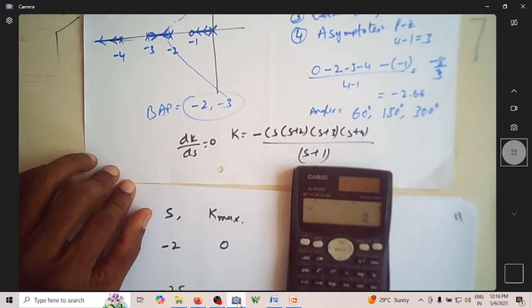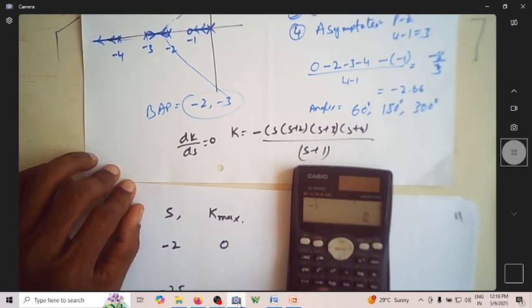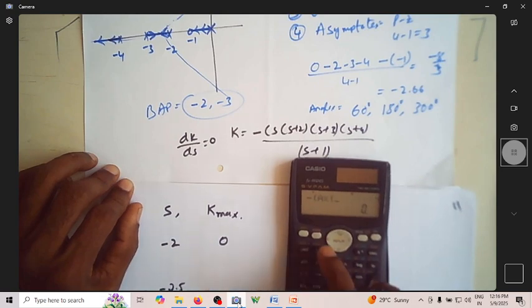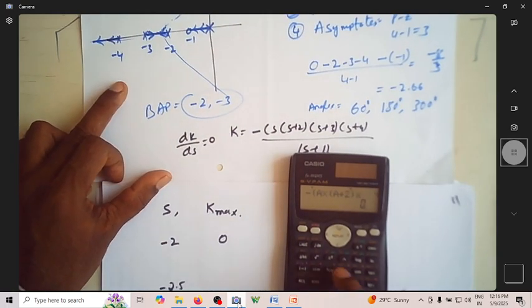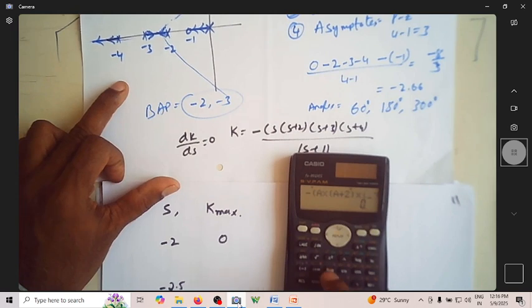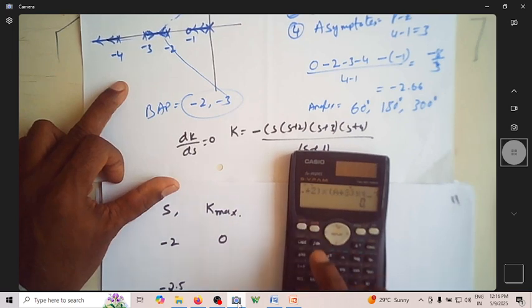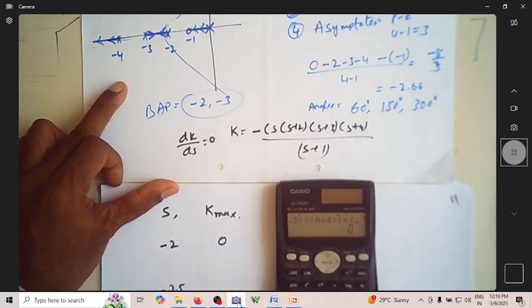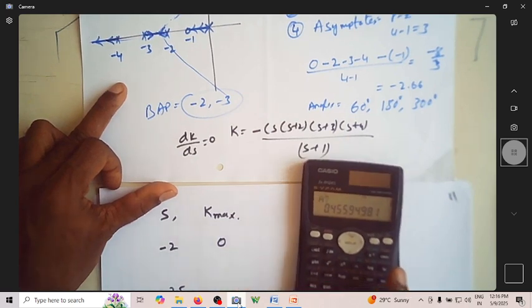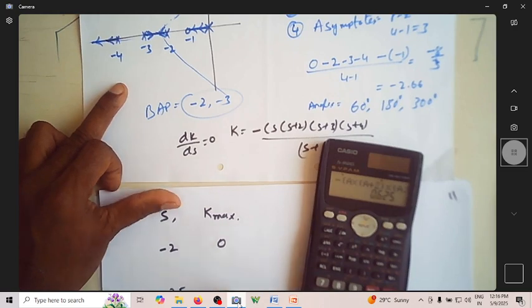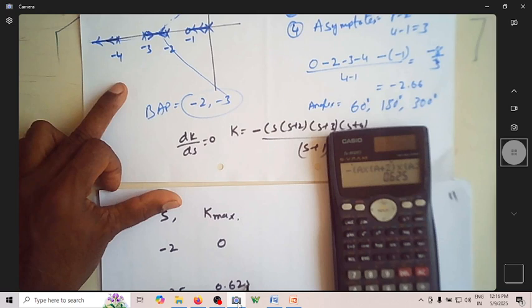So now let me enter this value. It is minus of alpha a into alpha a plus 2 close the parenthesis into open the parenthesis alpha a plus 3 close the parenthesis into alpha a plus 4 close the parenthesis close, divided by open the parenthesis alpha a plus 1 close. Calculate for minus 2.5. So the value of k is coming out to be 0.625.